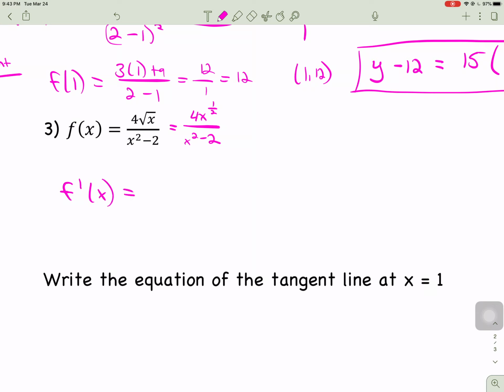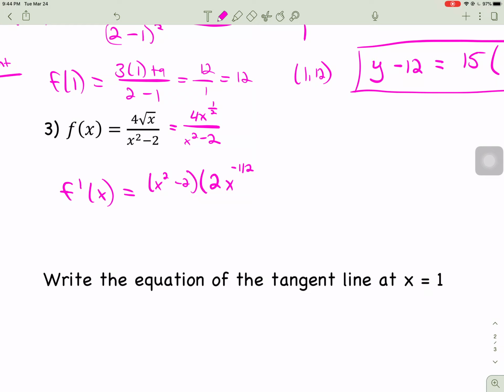All right, so low d high minus high d low over low squared. Low times the derivative of the numerator. 1/2 times 4 is 2. x to the negative 1/2. Subtract 1 from 1/2. There you go.